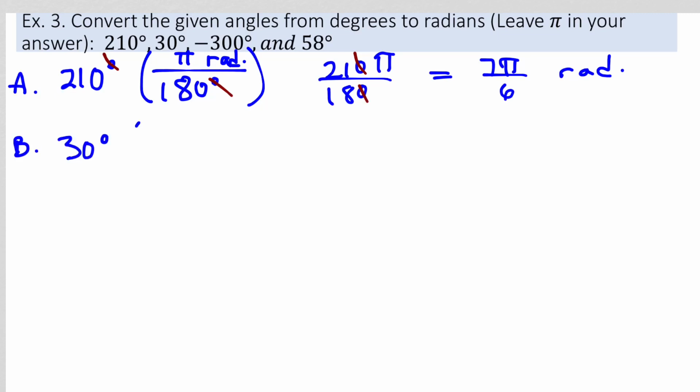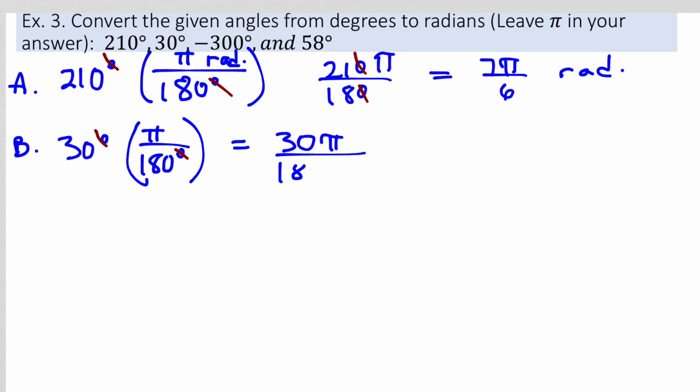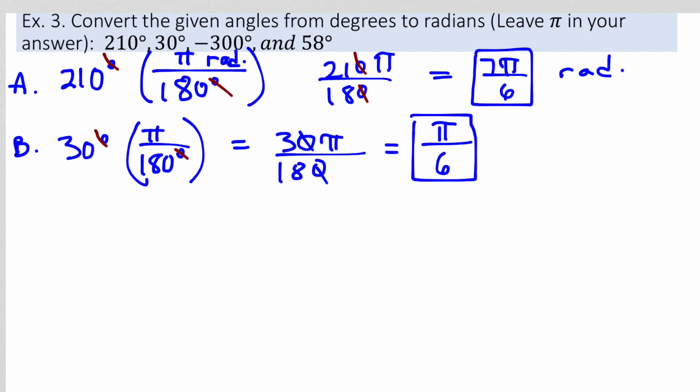So 30 degrees, we're going to do it the same way. Multiply by our conversion factor. We'll leave off the radians this time. Degrees will cancel. So you're left with 30 pi in the numerator, 180 in the denominator. Zeros are canceled. 3 goes into 3 one time. 3 goes into 18 6 times. So we're left with pi over 6 radians. Let's just go ahead and indicate those are our results.